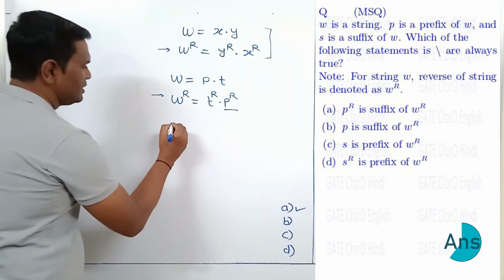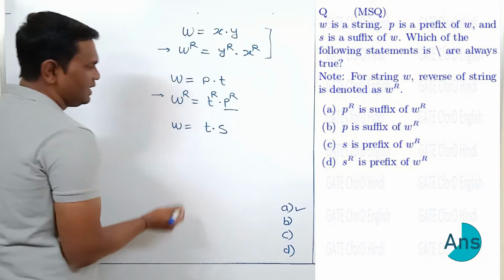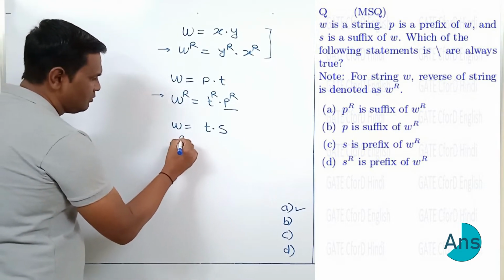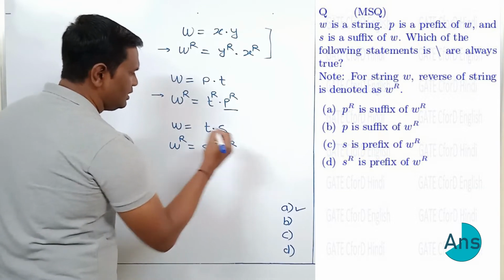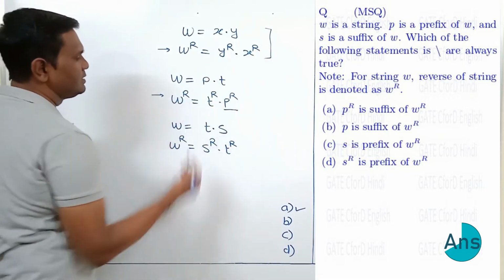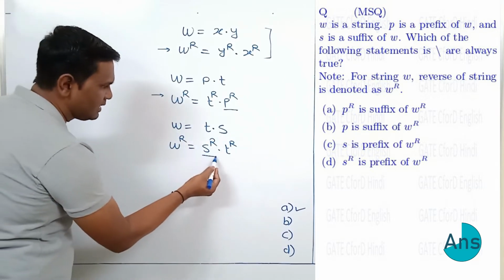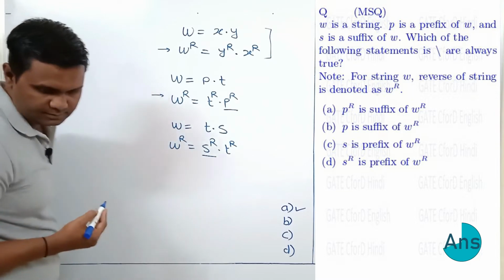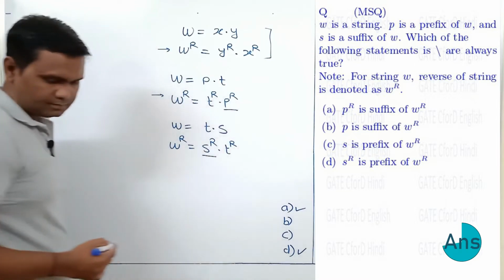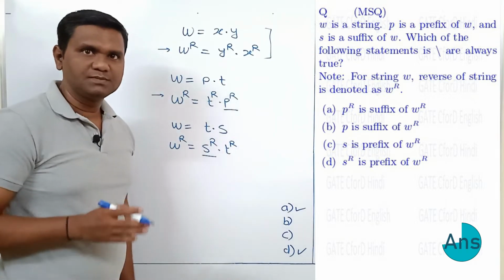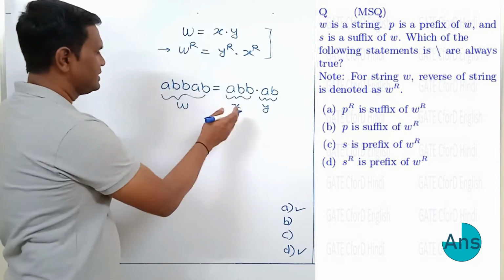On similar lines, if W is equal to T dot S, then WR is equal to SR dot TR using this result. So if S is a suffix of W, then SR is a prefix of WR, and that is option D. So let's disprove options B and C.